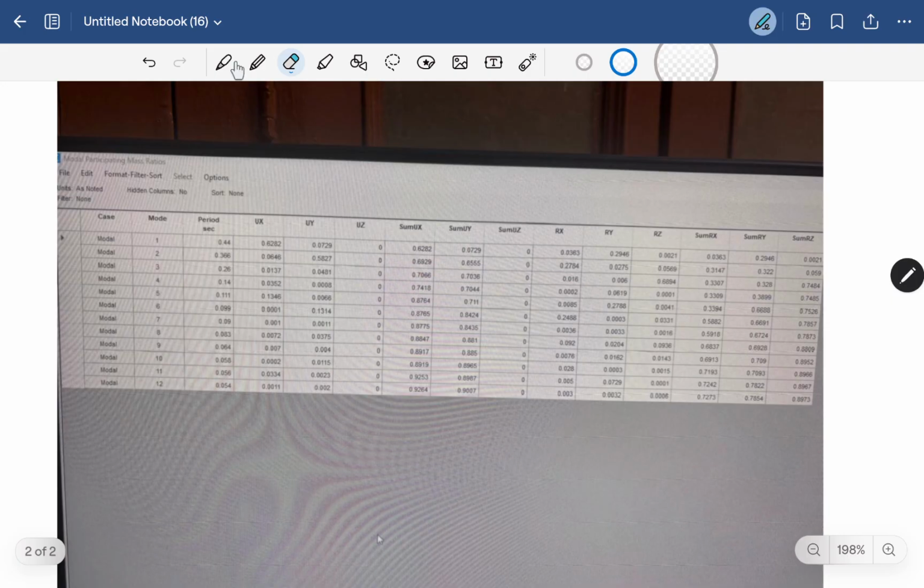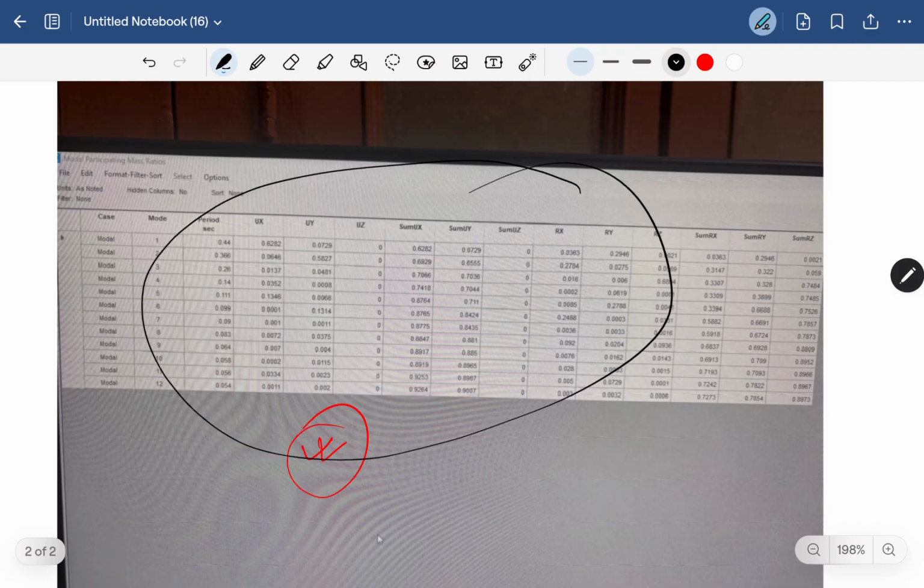After performing this modal analysis, we got this result. This is the modal analysis result. How we do modal analysis, we already did in my previous video. If you wish, you can go and visit. Here I will explain how we will see the modal analysis result.